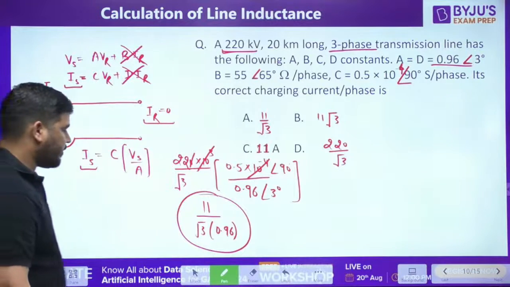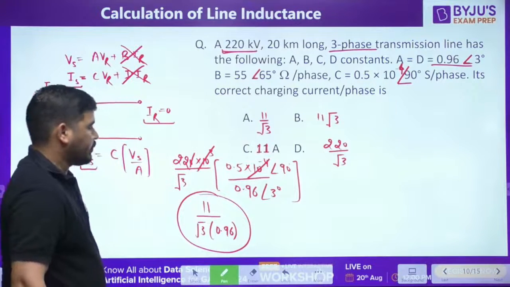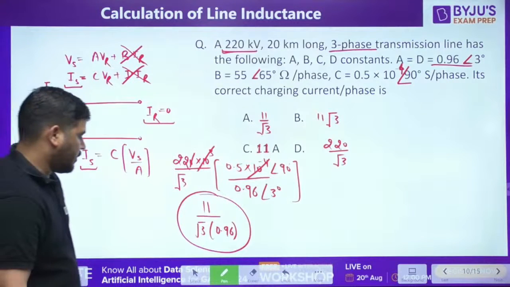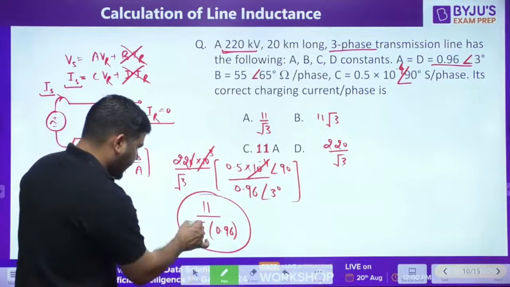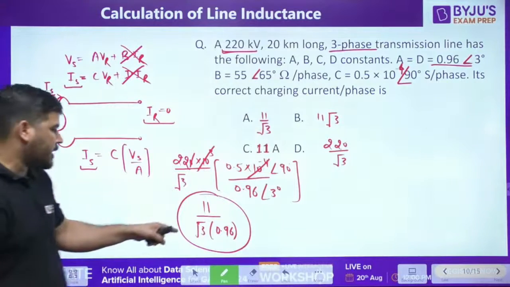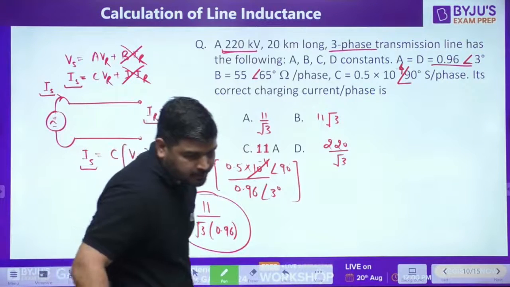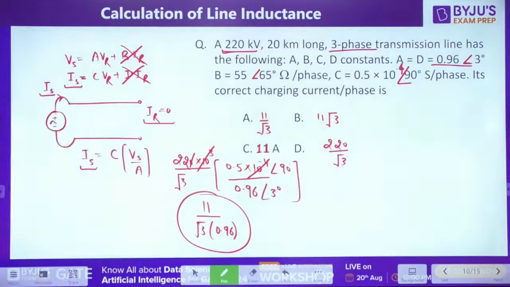I think I have made a mistake. No, I think it's correct. So tell me what is the answer, guys? Please tell me what is this answer. Let me check first.